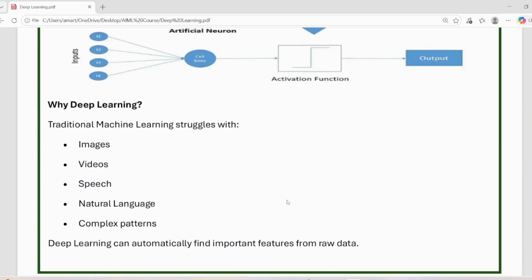Now, why do we use deep learning when we have already machine learning? Traditional machine learning struggles with these kinds of data: images, videos, speech, natural language, complex patterns. Deep learning can automatically find important features from your raw data, right? This is raw data. This is not your tabular form data, like your Excel sheet or your SQL data.